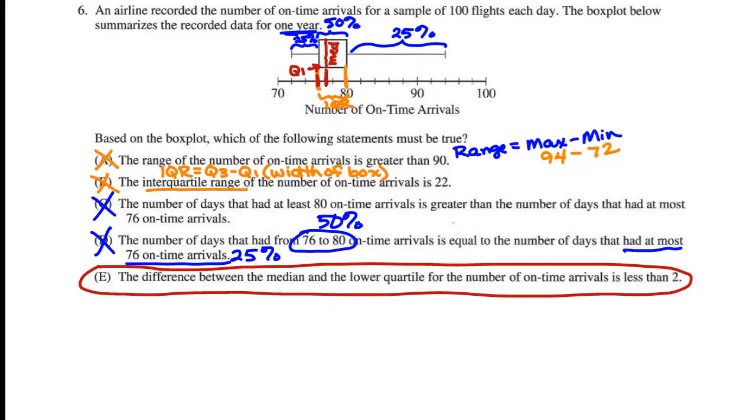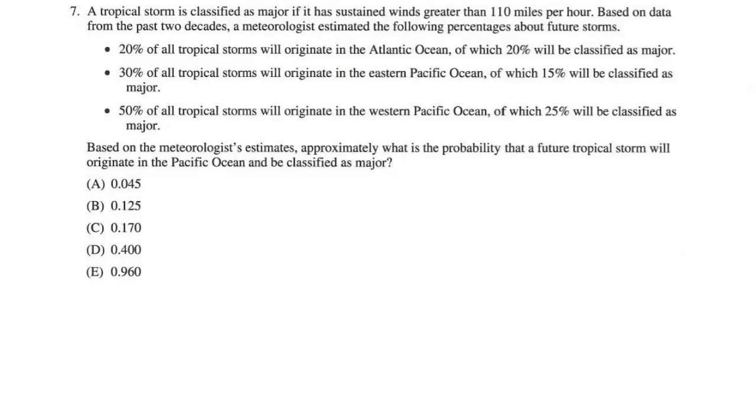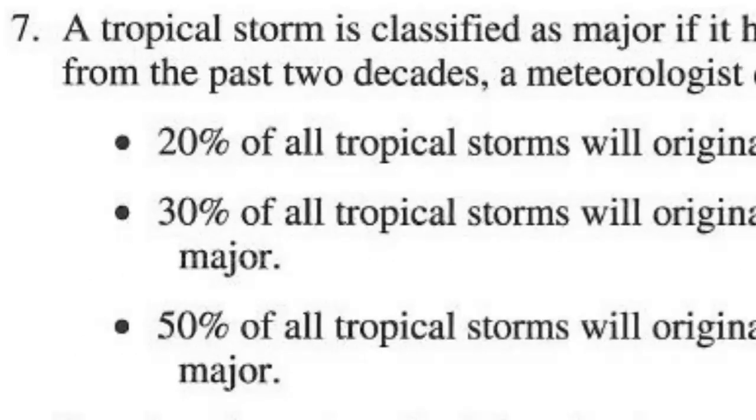Number 7, we were about 50-50 on this one also. There it is. A tropical storm is classified as major if it has sustained winds greater than 110 miles per hour. Based on data from the past 2 decades, a meteorologist estimated the following percentages about future storms. 20% of all tropical storms will originate in the Atlantic Ocean, of which 20% will be classified as major.